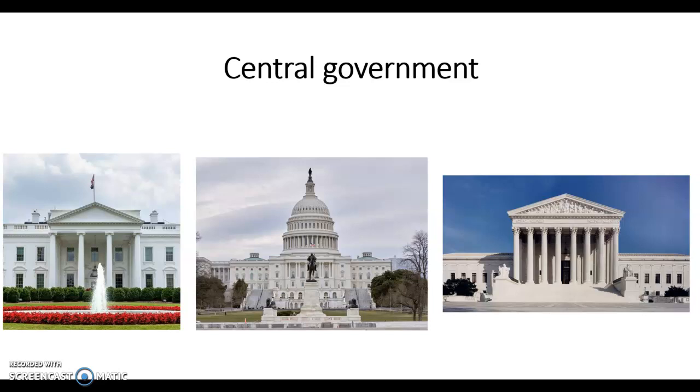Okay, so I don't know how much you recognise here, but the first one is the White House, the House of the President. The second one is the Congressional Building. And the third and final branch of government is the Supreme Court, the judiciary.